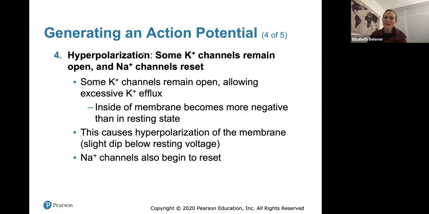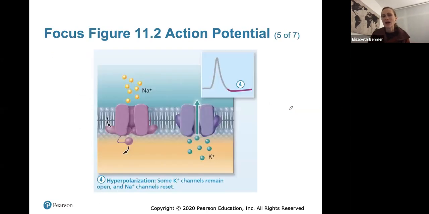And then the 4th step is hyperpolarization, and then I'll end here. This is when some potassium channels remain open a little bit longer, so the inside of the membrane becomes more negative than resting state, as we described earlier, as a hyperpolarized state. So we could get into like negative 100, negative 90. This hyperpolarization state is important for cells to rest and to make sure that the action potential only travels in one direction. And so that specific neuron can't be stimulated again until it gets back up to resting. So this is the hyperpolarization state.